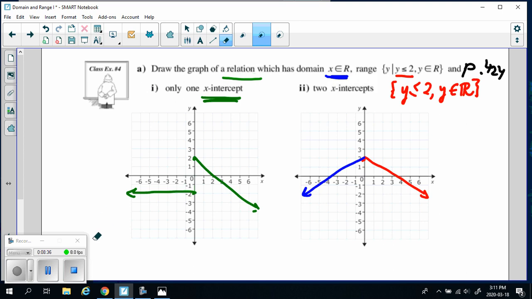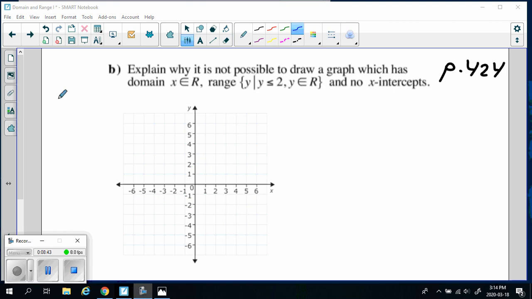But it's an interesting question to think about what solutions are acceptable and which ones do not meet the restriction. We are still on page 424. This question asks us to explain why it is not possible to draw a graph which has the domain of x element of the reals, which means everything, and also has a range of y less than or equal to 2. But this one has no x-intercepts at all. So they want us to hit all the values of x, and they want us to hit everything that is 2 or lower on the y-axis. But they don't actually want us to cross the x-intercept line.